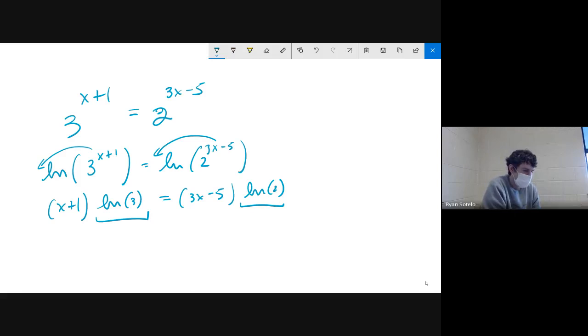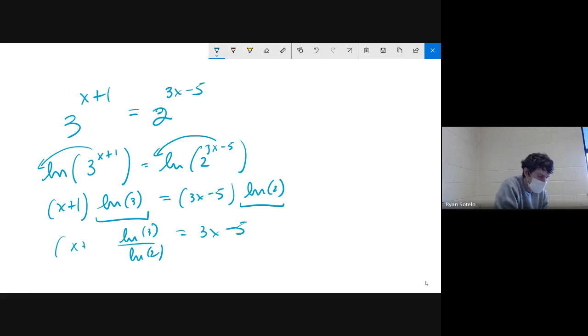So I'm going to divide both sides by natural log of 2, so I can get them together. Natural log of 3 over natural log of 2 is going to multiply x plus 1, and that's going to equal 3x minus 5. Now, again, this is just a number. So it's just like if it were a 2 or a 3 or a negative 1. I can distribute it in.